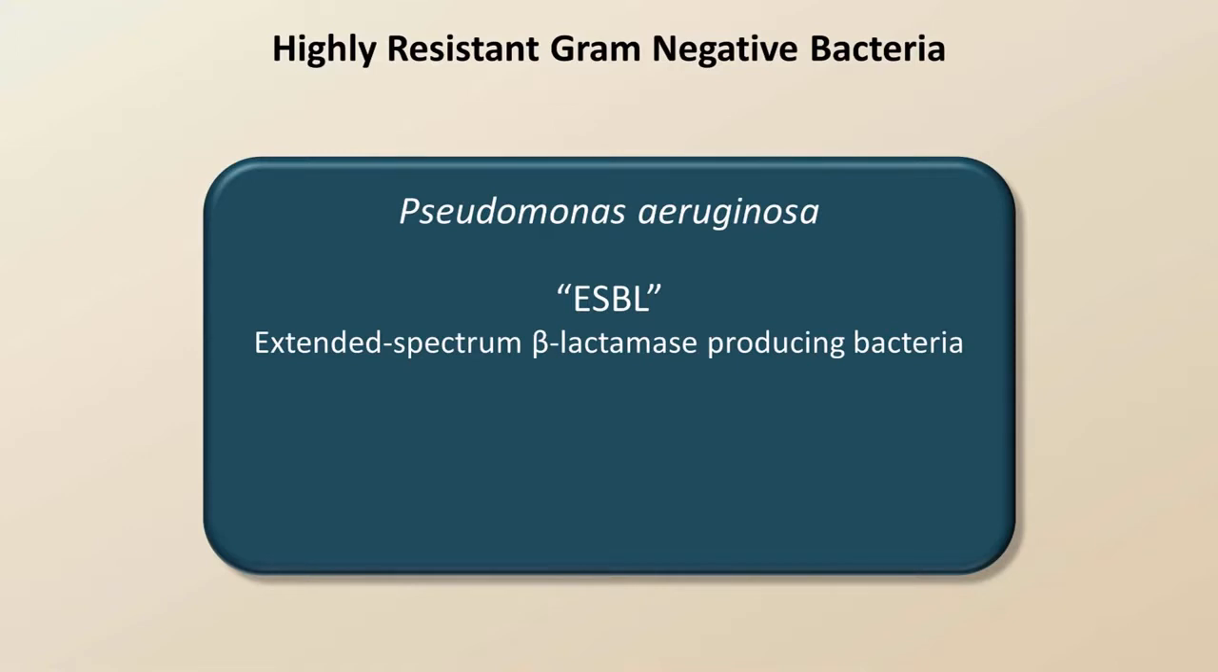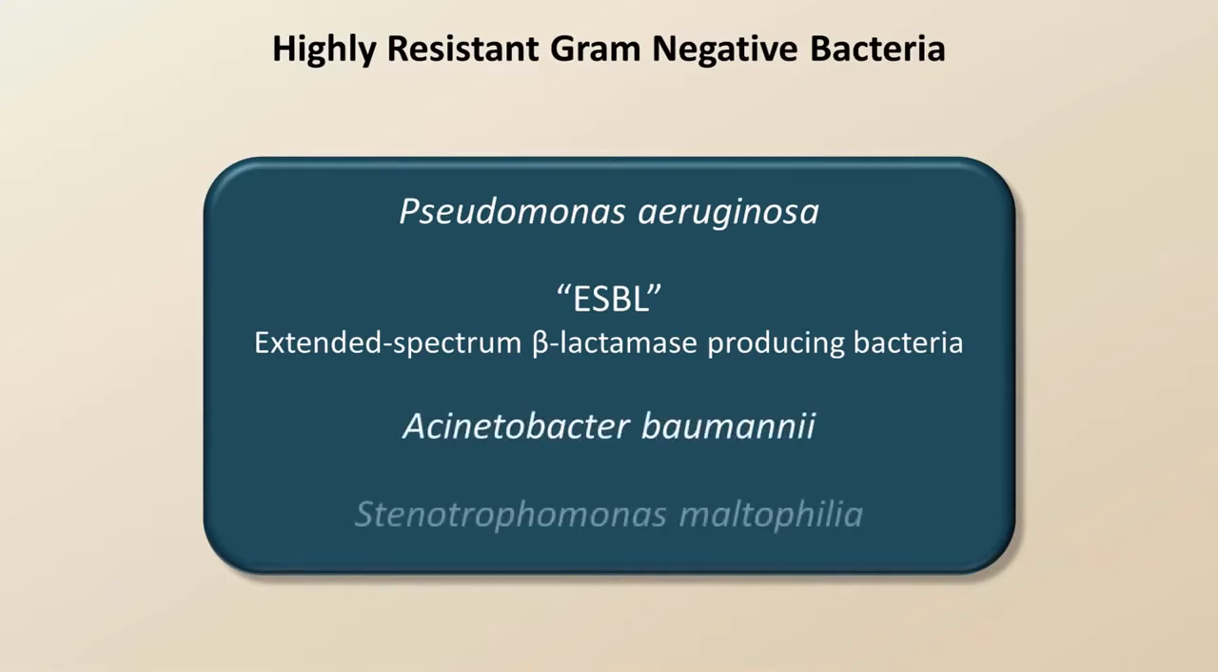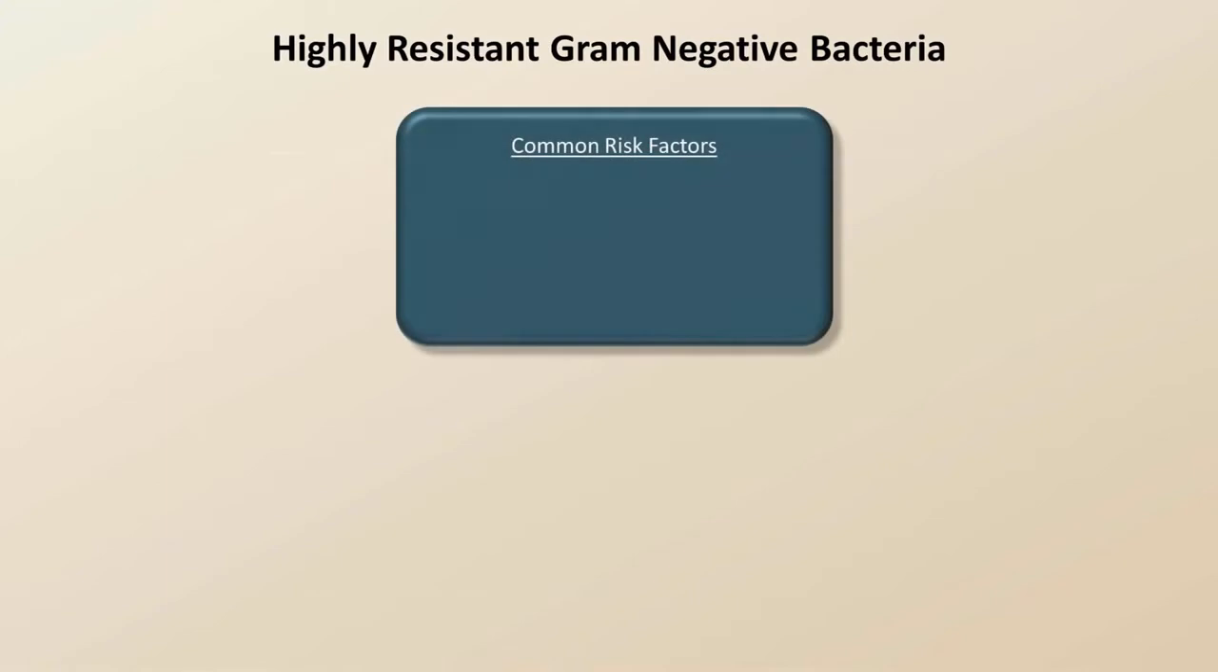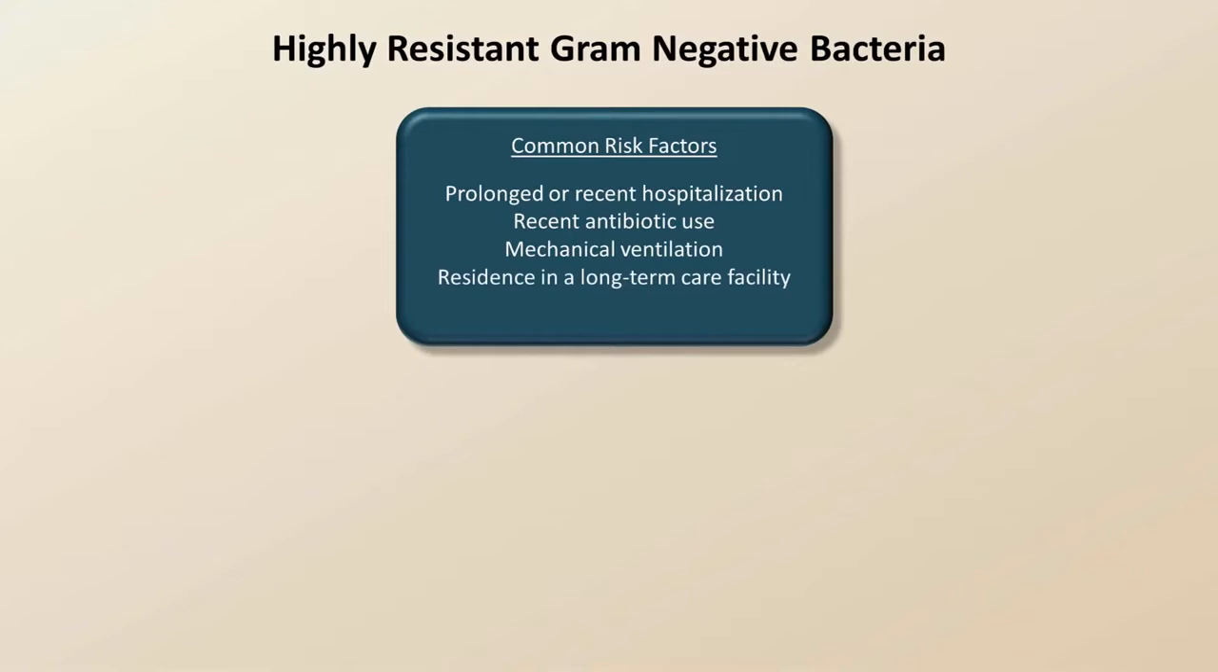Also on the list of highly resistant gram-negatives are Acinetobacter and the tongue twister Stenotrophomonas, both of which are usually just seen in either ventilator-associated or hospital-acquired pneumonia. All 4 of these share some common risk factors: prolonged or recent hospitalization, recent antibiotic use, mechanical ventilation, residence in a long-term care facility, and indwelling catheters, lines, and tubes.